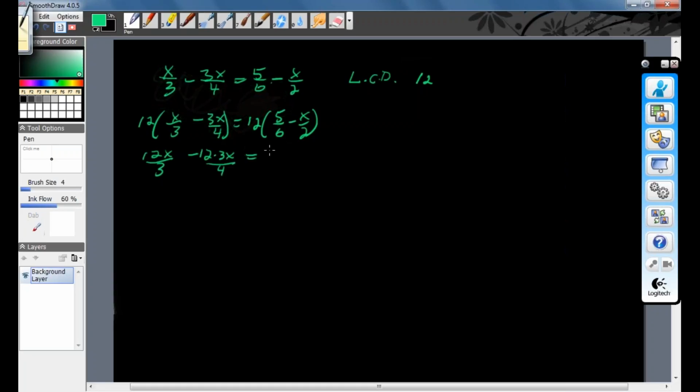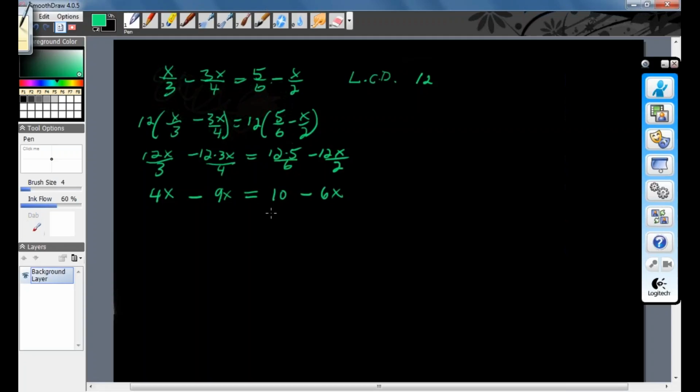Okay, I'll work on both sides together. 12 times 5 over 6 and minus 12 times x over 2. Now notice that these cancellations occur. This will be a 4x. 12 over 3 is 4. This is 36 over 4, which is 9x. This is 60 over 6, which is 10. And this is 12x over 2, which is 6x.